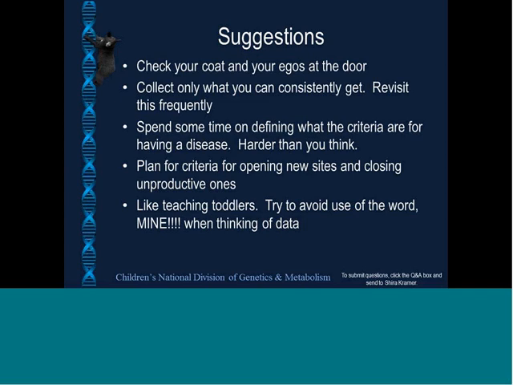The classic randomized clinical trial is very difficult to do for these patients. So you're going to have to think of different ways to do it. There are lots of new statistical models for this. A lot of these have been worked out through the Rare Disease Clinical Research Network.